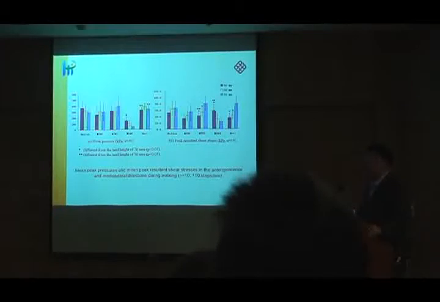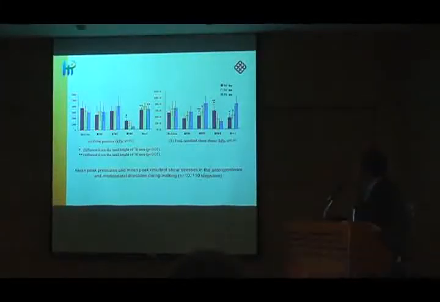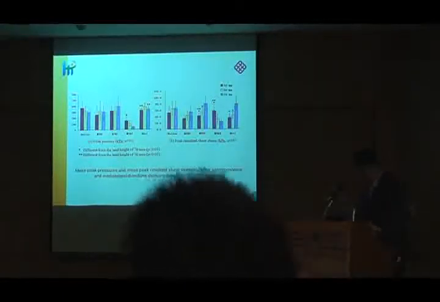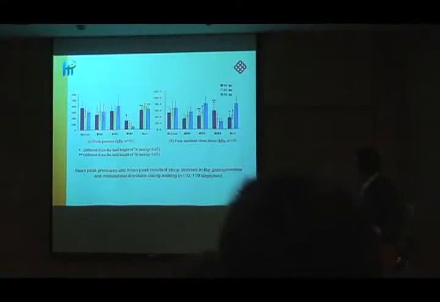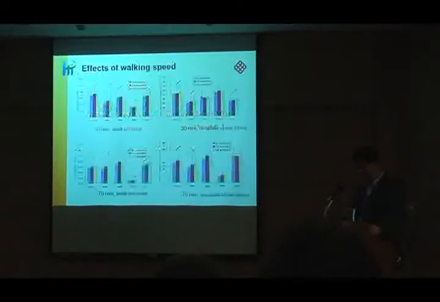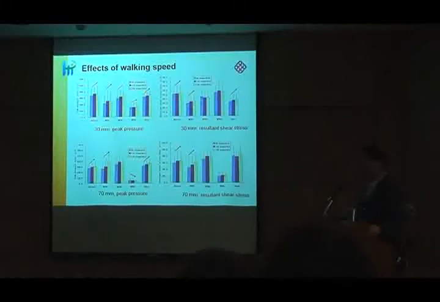Okay, and this slide tries to summarize the resultant force for different heel heights, only 2 heel heights here. You can see how the heel height affects the peak pressure and the resulting shear. Same thing, okay, these are all the data. This also talks about the walking speed. If you change the speed, how the pressure and the shear strength change. That's why I say speed is another important factor. If you don't control speed, all the contact will change.